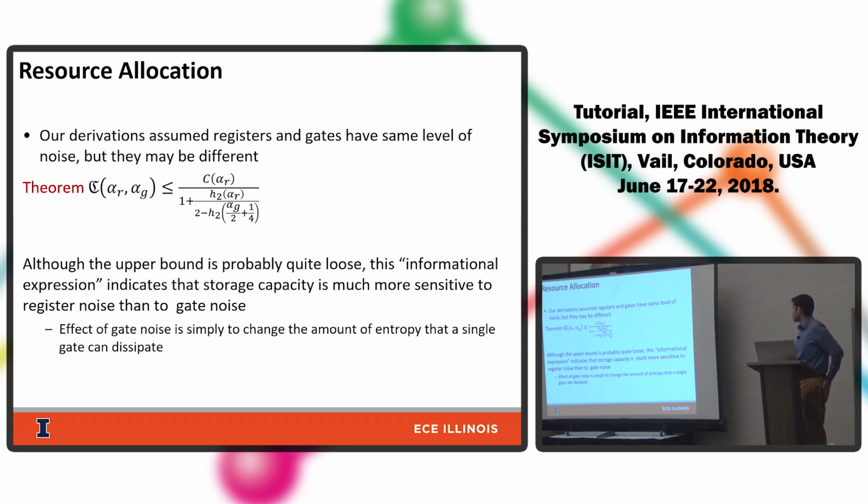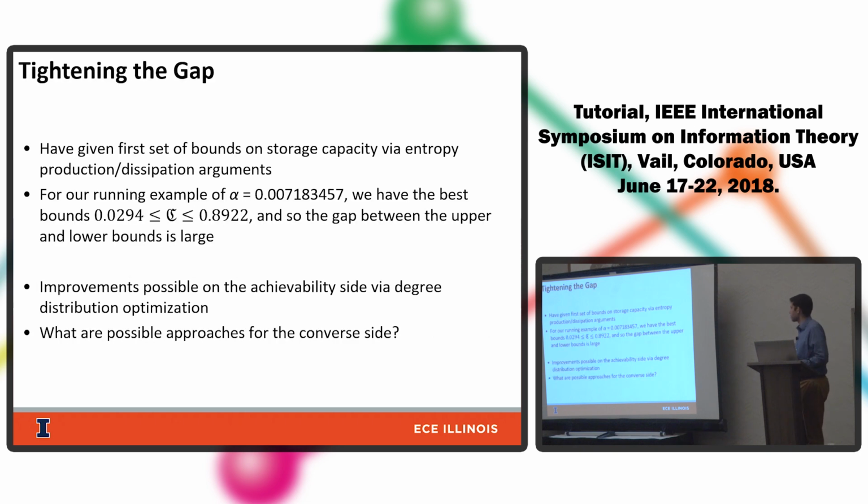So the effect of the gate noise is simply to change the amount of entropy a single gate can dissipate. And so what this expression indicates is that the storage capacity is much more sensitive to register noise than to gate noise. Okay, so when we're building these systems, the system design principle is that we want to specifically focus on the physics of the storage elements and let the gates be as noisy, well, fairly noisy. Okay, so that's the circuit design principle that emerges.